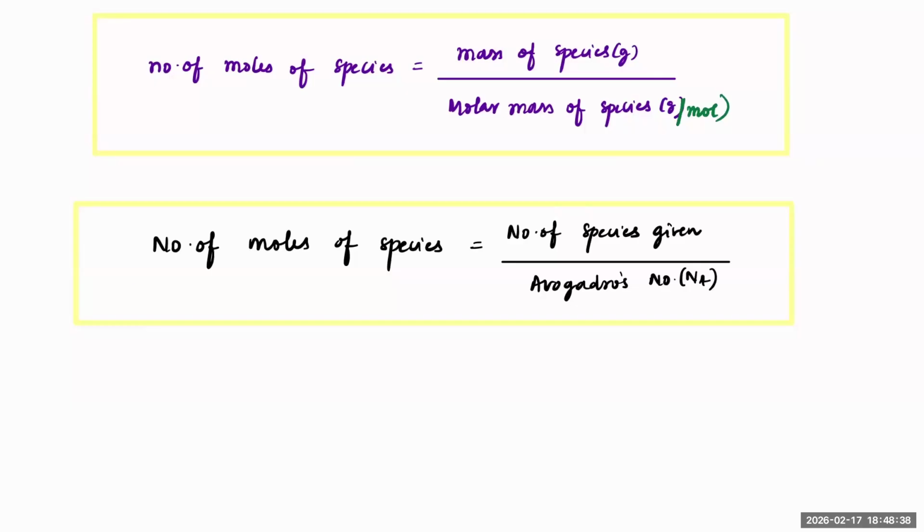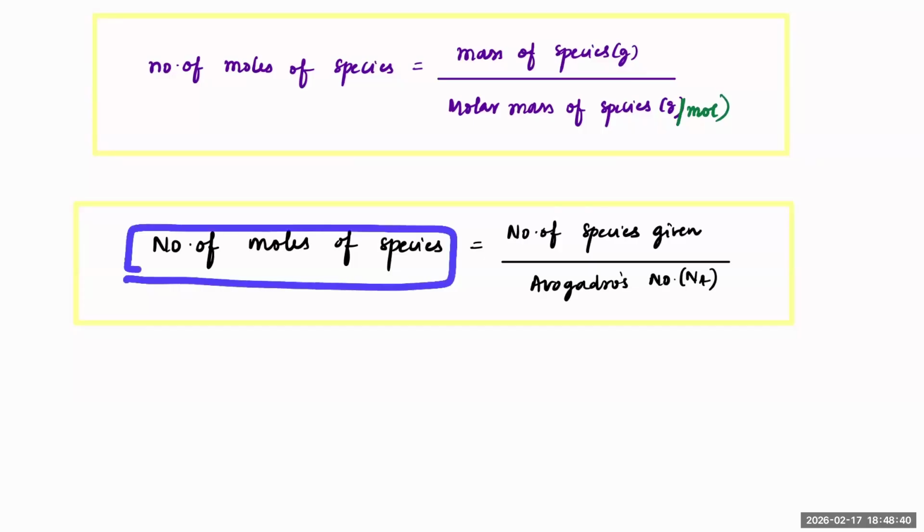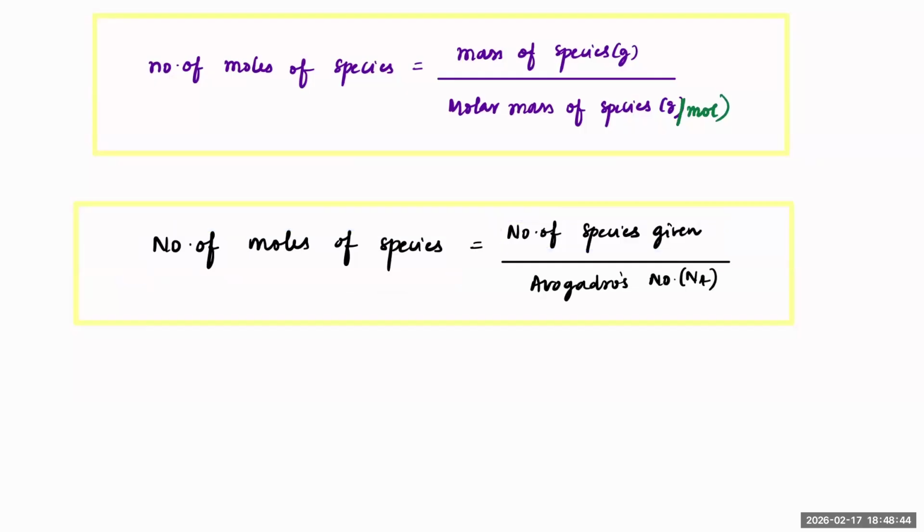Next, the number of moles of a species can also be written as the number of species given, that means how many particles we have, upon Avogadro's number. That will also give you how many moles it has. Correct?